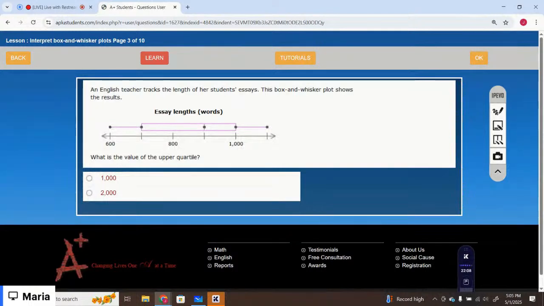An English teacher tracks the length of the students' essays. The box and whisker plot shows the result. What is the value of the upper quartile? That is 1000, and option one is the correct option.